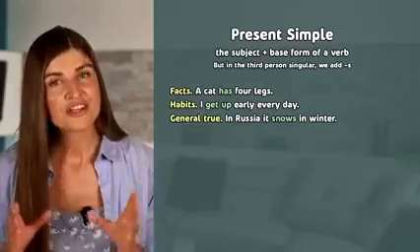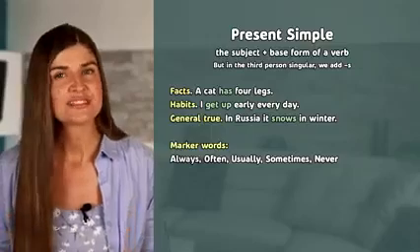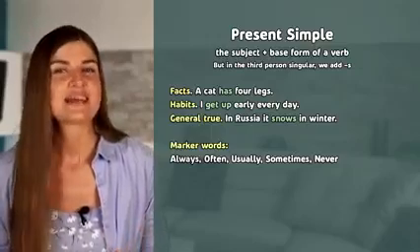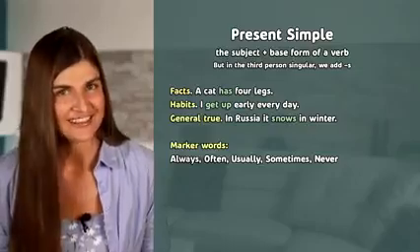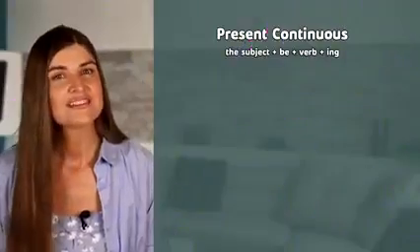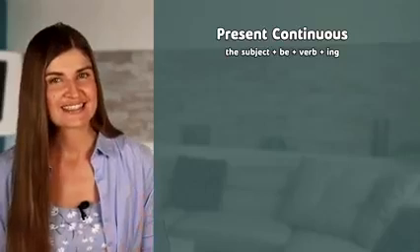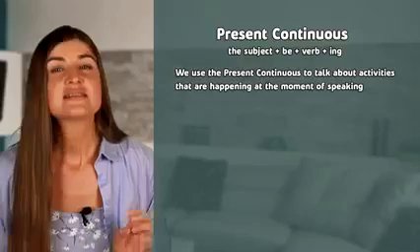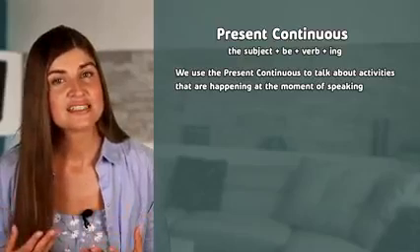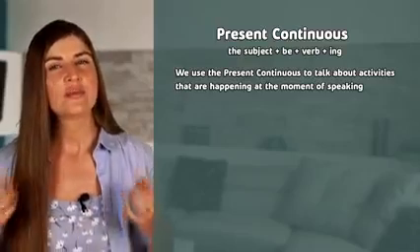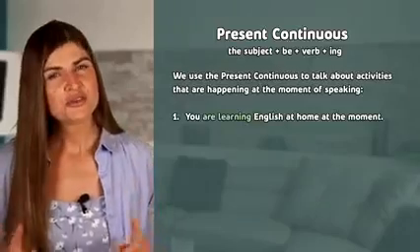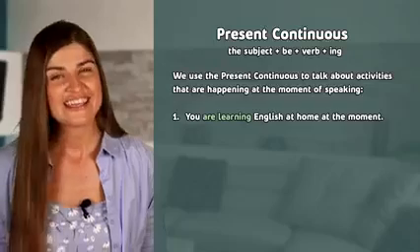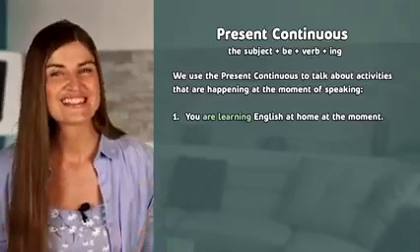We have marker words for the present simple tense. Always, often, usually, sometimes, and never. Let's move on to the present continuous tense. We use the present continuous to talk about activities that are happening at the moment of speaking. You're learning English at home at the moment. I guess you are if you're watching this video.